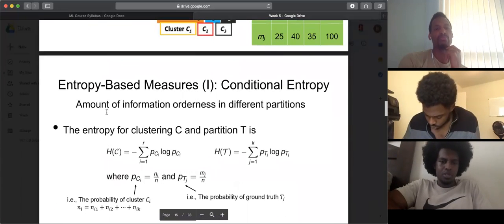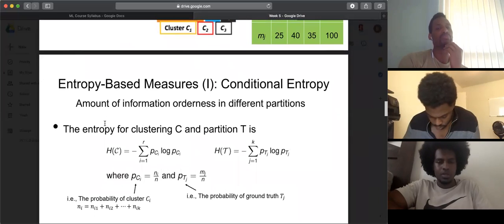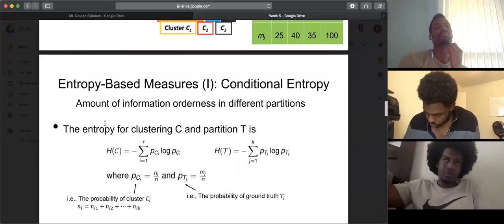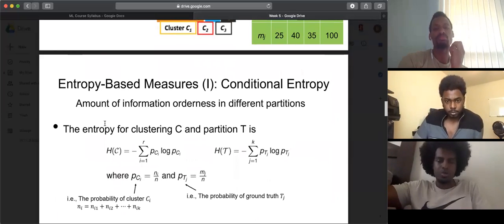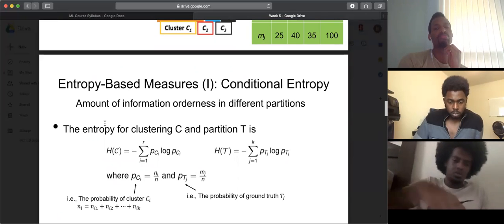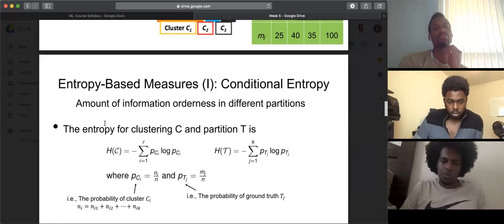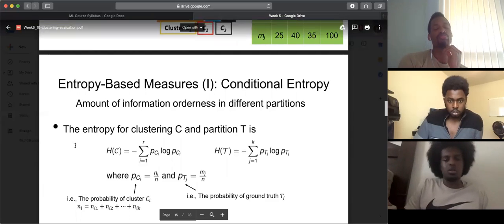Okay, entropy-based measures. What we're going to look at here is the exact same thing we did in information theory, where we calculate entropy, cross entropy, or conditional distributions. This time the conditional entropy is between the clusters we predicted and the truth partitions. The calculations are exactly the same. It's the probability of cluster i times the log of the probability of cluster i. So calculating the entropy is the same.